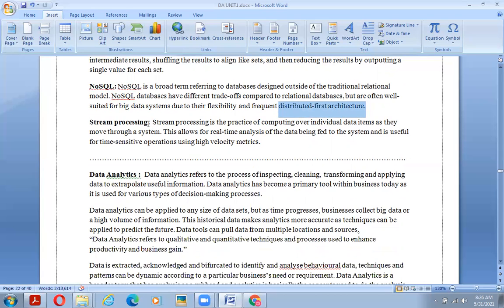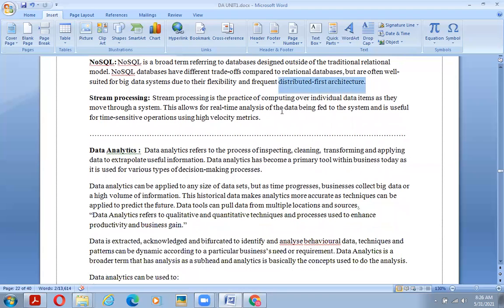Stream processing is for real-time streams. Stream processing is the practice of computing over individual data items in the system. This allows for real-time analysis of the data being fed to the system and is useful for time-sensitive operations.